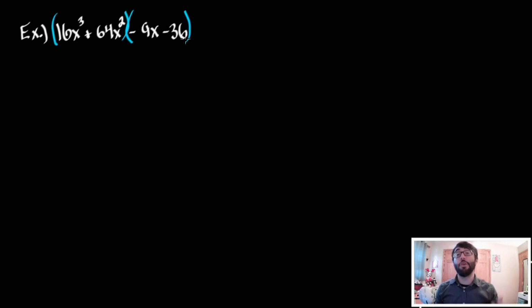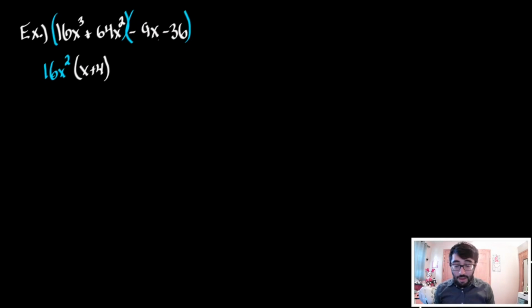You also can use this when you have multiple variables. Don't think it has to be a single variable thing. It also works with multiple variables in specific instances, just like normal. Now in this first group, I can actually take out a 16x squared. So when I factor out a 16x squared, that leaves me with 16x squared times x plus 4.